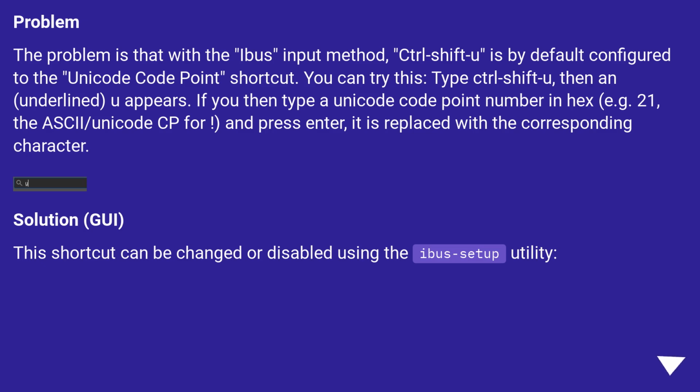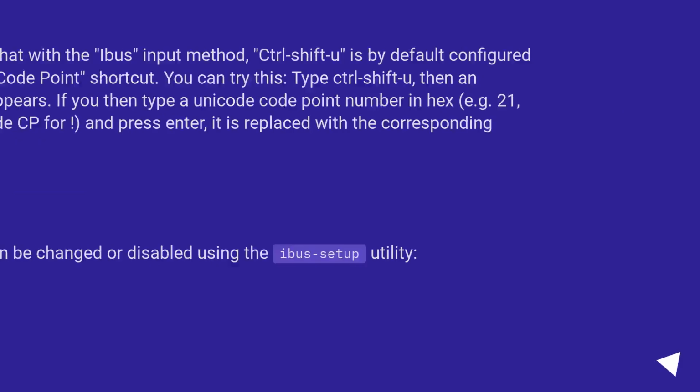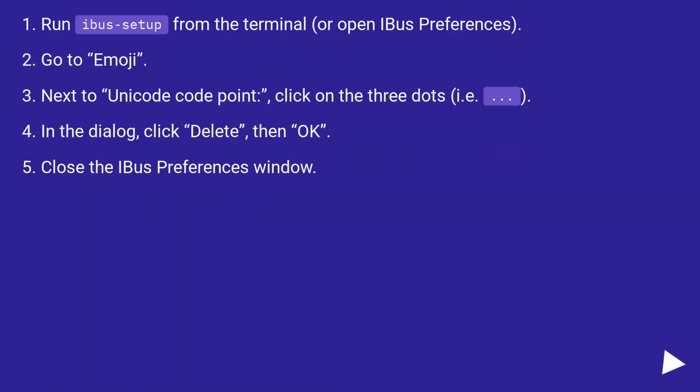Solution: this shortcut can be changed or disabled using the IBus setup utility. Run ibus-setup from the terminal, or open IBus preferences. Go to emoji. Next to Unicode code point, click on the three dots. In the dialog, click delete, then OK. Close the IBus preferences window.